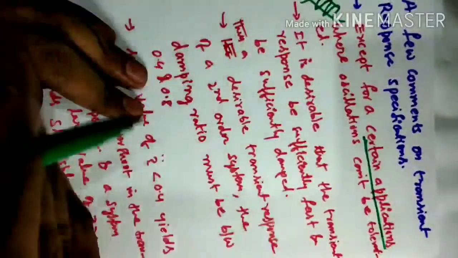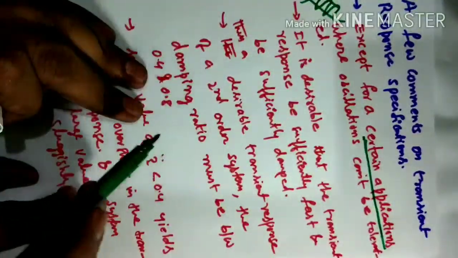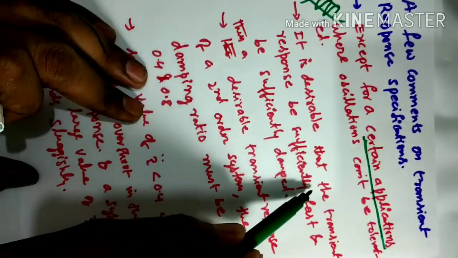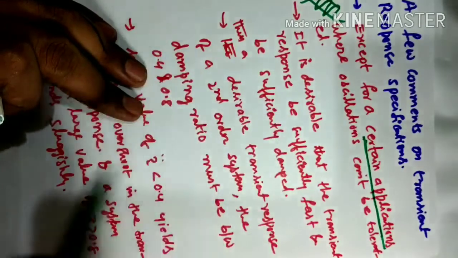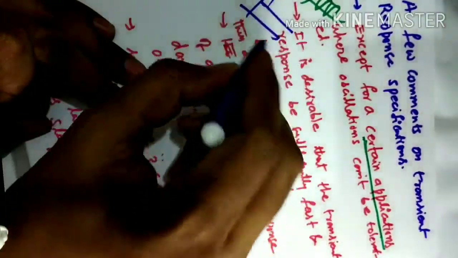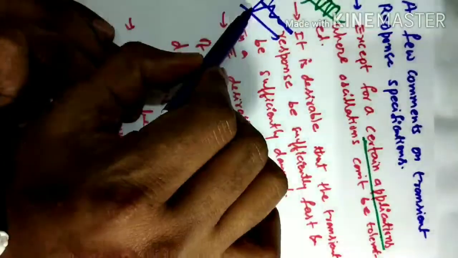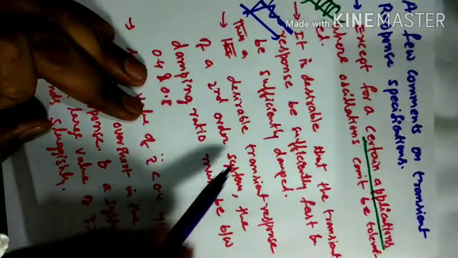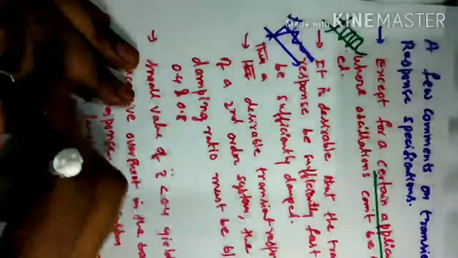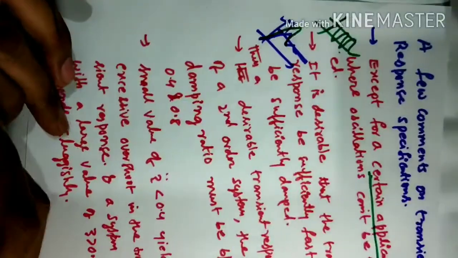So for that kind of application, this oscillation is acceptable. And second, it is desirable that the transient response be sufficiently fast. It should be a fast response and be sufficiently damped. Sufficiently damped means it should not be over damped like this. Sufficiently damped is another condition.